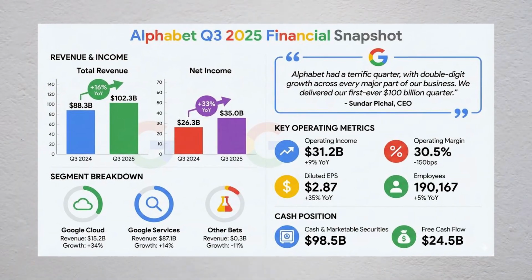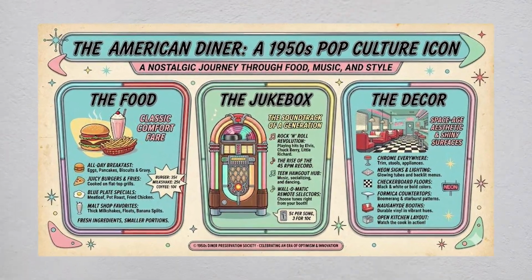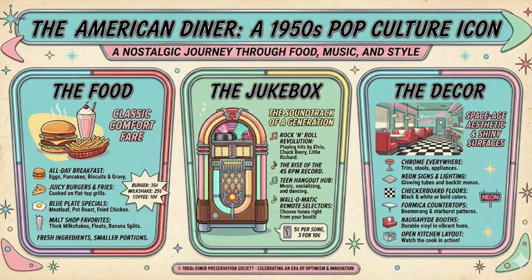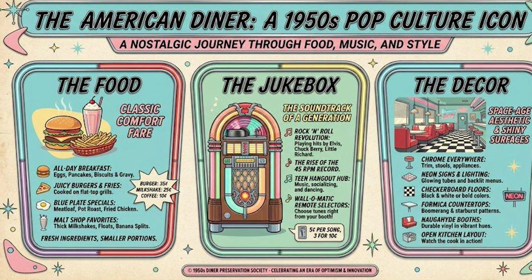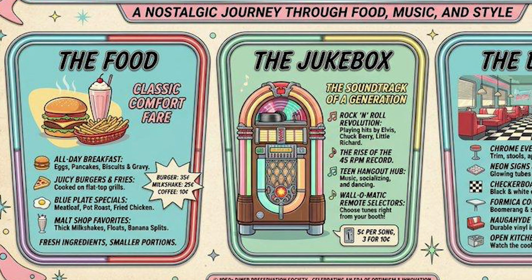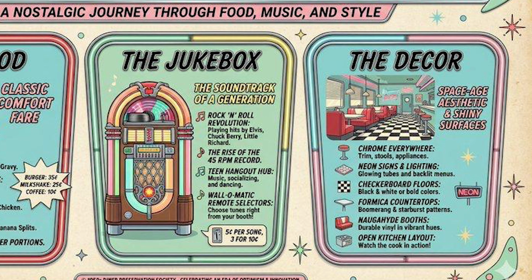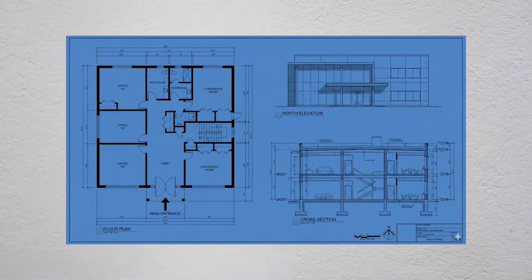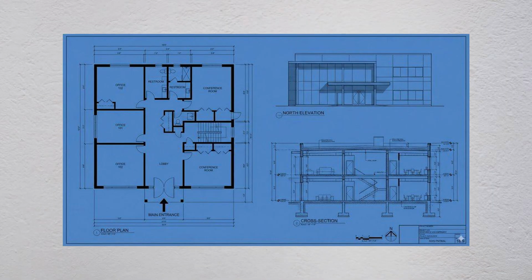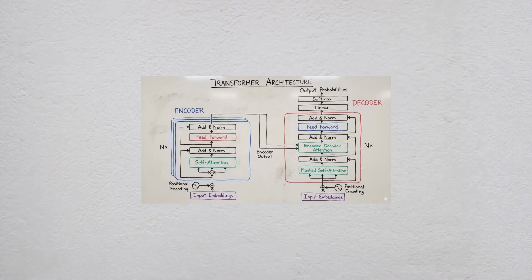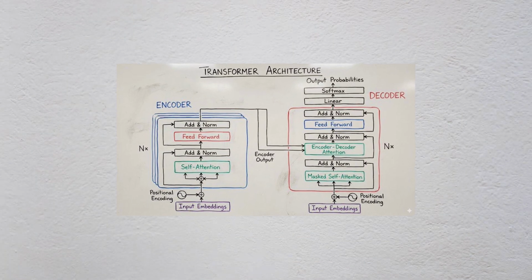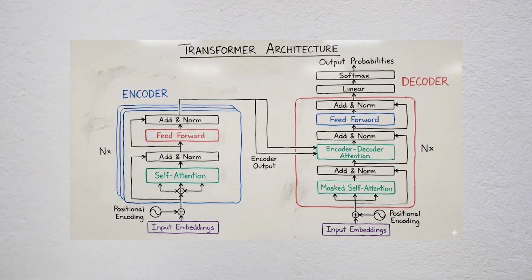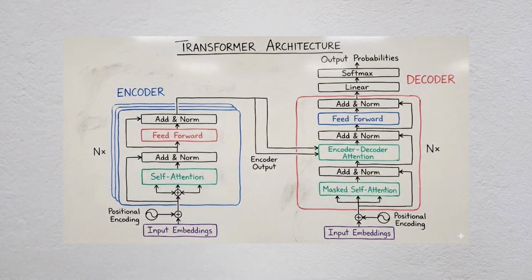But it's not just corporate stuff. You can create a retro 1950s style infographic about the history of American diners with distinct sections for the food, the jukebox, and the decor, all with period-accurate styling. For technical work, you can generate detailed blueprints with proper architectural labeling in 16:9 format, or create a hand-drawn whiteboard diagram explaining transformer neural network architecture, suitable for a university lecture, with different colored markers for encoder and decoder blocks.